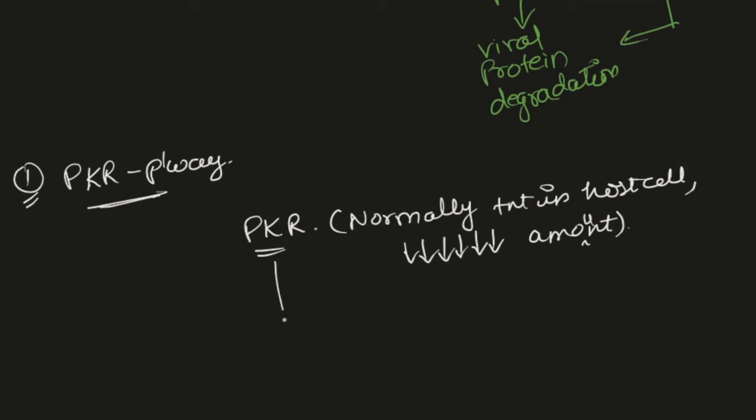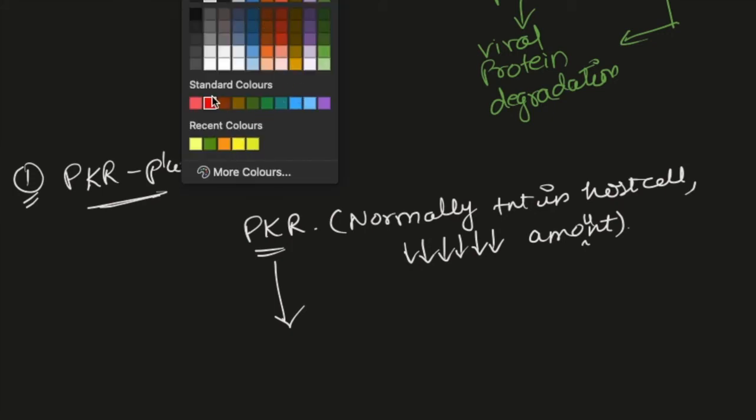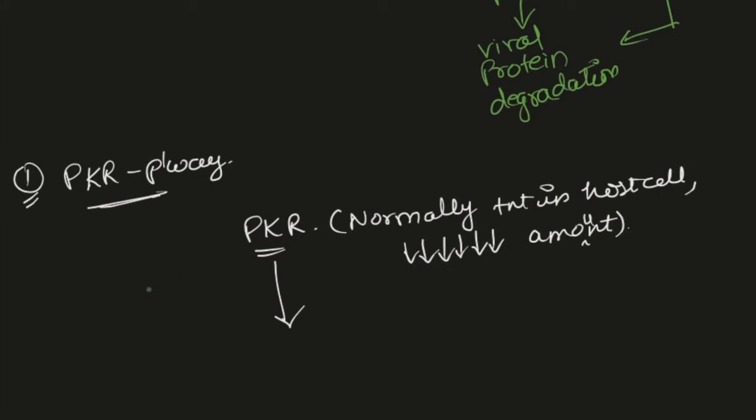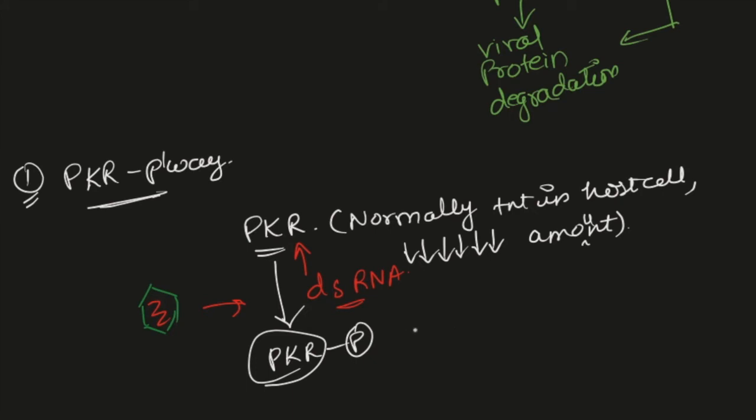So whenever a virus has entered the system, there is the formation of dsRNA. Now this dsRNA acts as a catalyst on PKR and causes its autophosphorylation. So PKR in the presence of dsRNA is autophosphorylated.